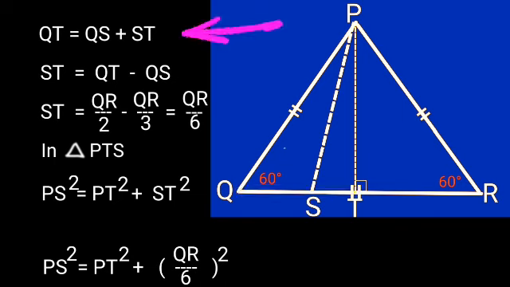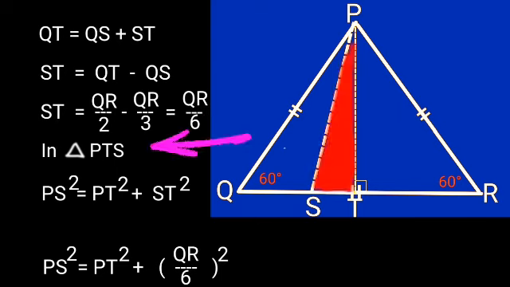QT is equal to QS plus ST. Hence, ST is equal to QT minus QS. Hence, ST is equal to QT, which is 1/2 of QR, hence QR upon 2. And QS we have given that QR upon 3. By simplification, we get ST is equal to QR upon 6.